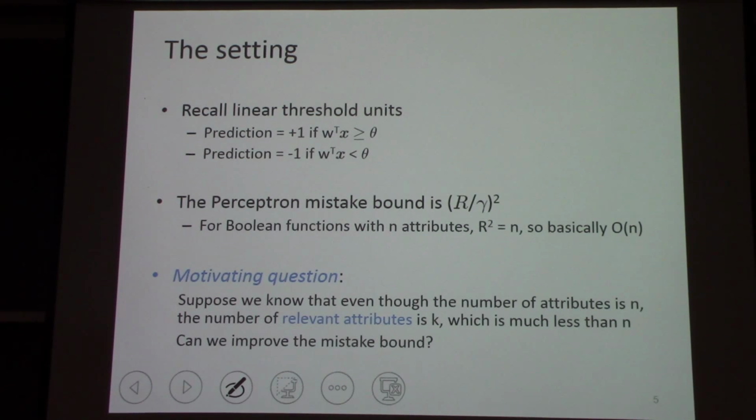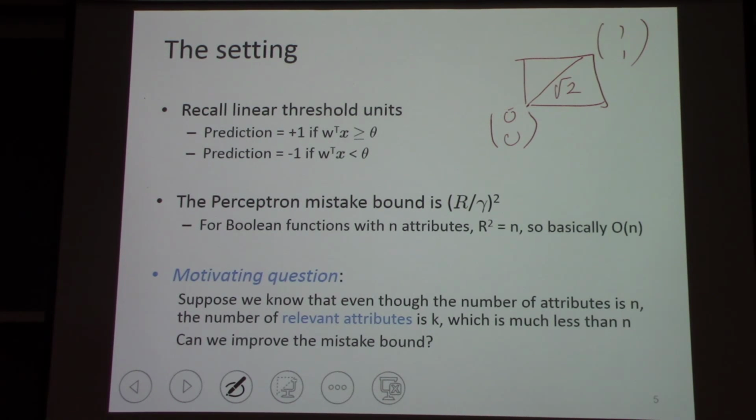R is the radius of a circle or a sphere that holds all the data points, and it should be centered at the origin. If you are in the world of Boolean functions, the farthest point from the origin is a vector whose every element is 1. So 1, 1, 1, 1, 1. And you compute the distance of that point from the origin, it is root n. In 2 dimensions, this is 0, 0, this is 1, 1, this distance is root 2. And in 3 dimensions it's root 3, in n dimensions it's root n. Which means R squared is n.